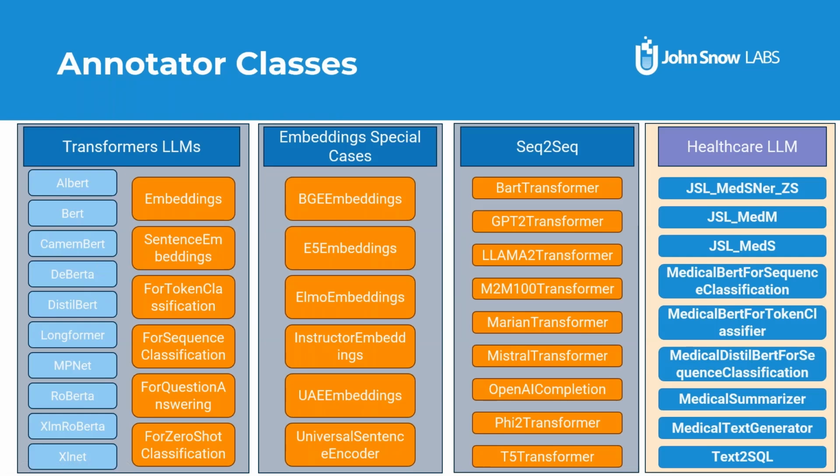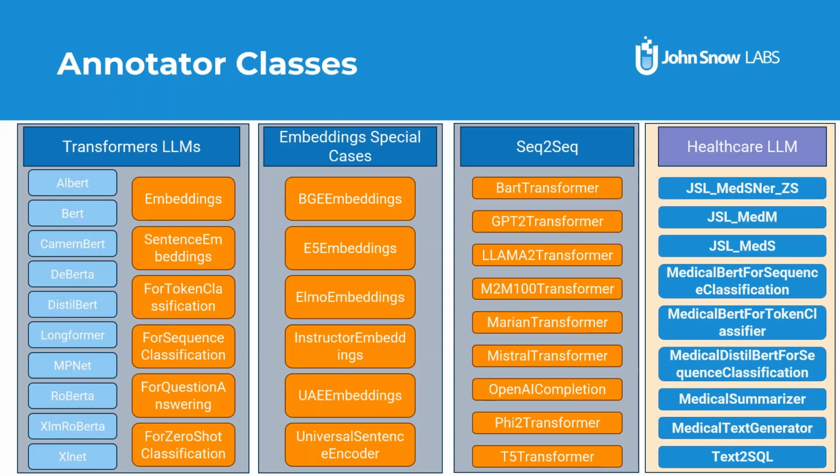And in the last column, we have healthcare specific annotators that you can also check on how to use them in the pipeline. So we have a medical BERT for sequence classification. So this is a BERT model trained on clinical data for sequence classification, so text classification. In this case, we have medical BERT for token classification, which is again a BERT model trained on clinical data to classify tokens.